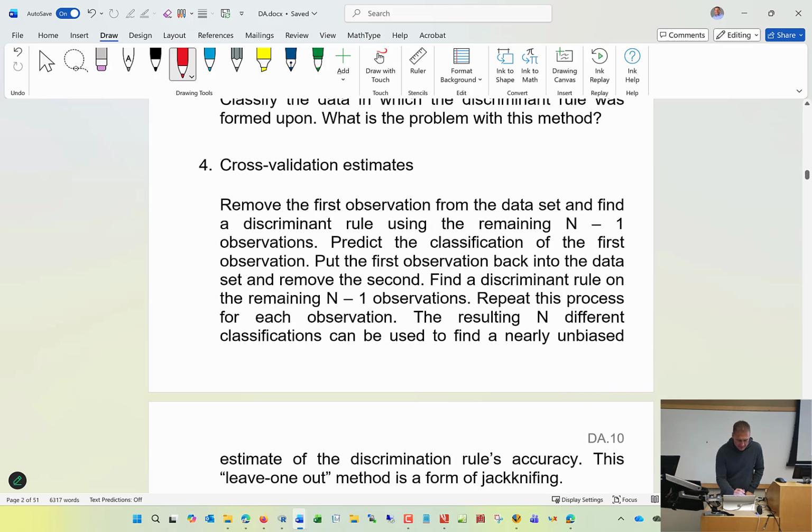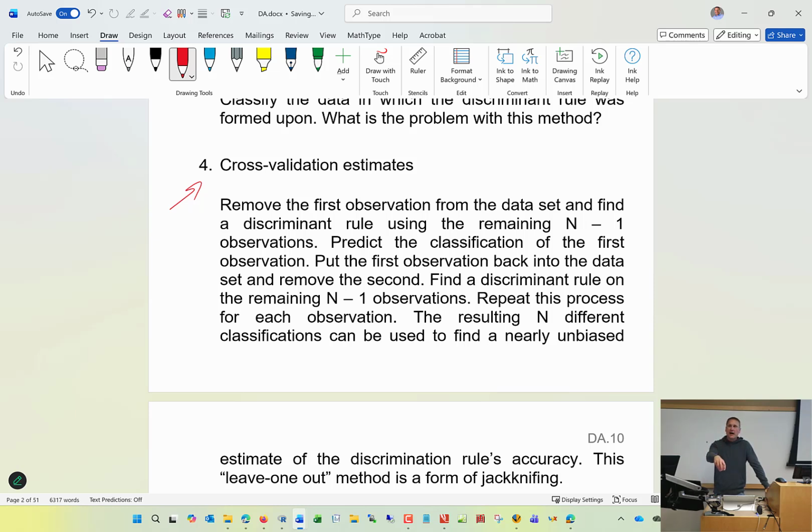The last way is to use something called cross-validation. There's different ways to do cross-validation. We're going to focus on one here called the leave one out method. And this is how it works. Suppose you have a sample of, let's say, a sample size of 1,000 for something that you're working with.